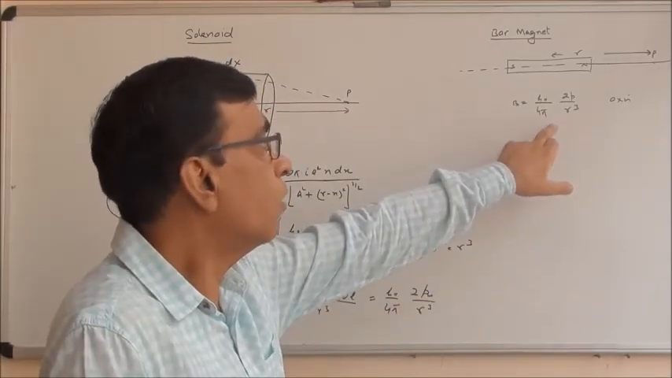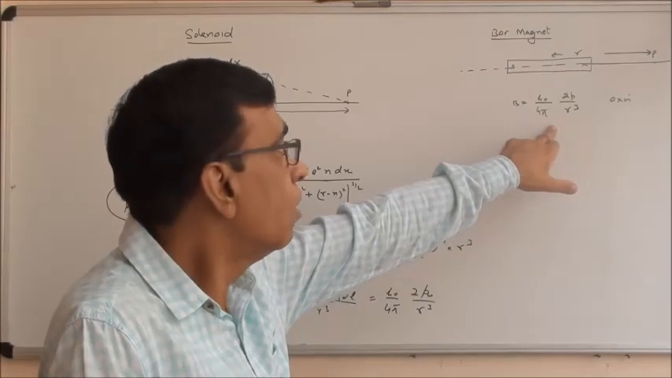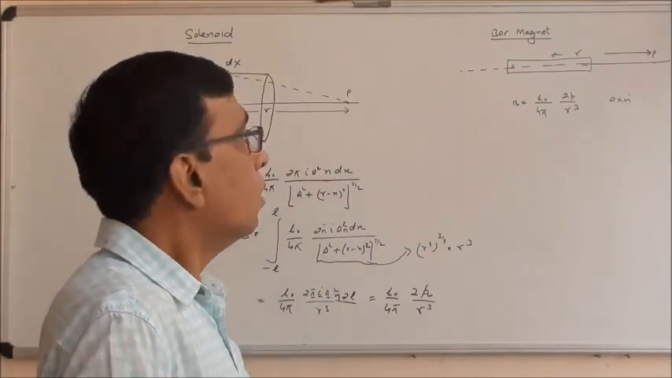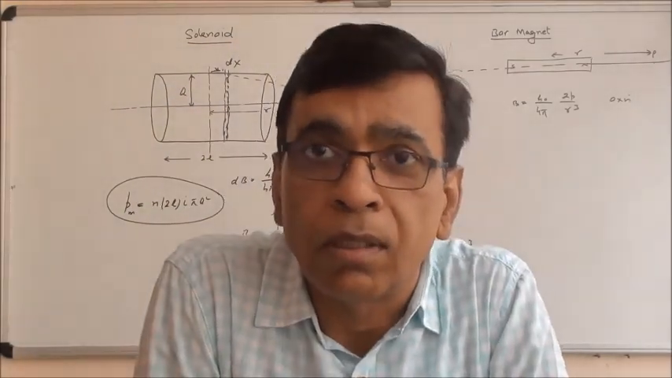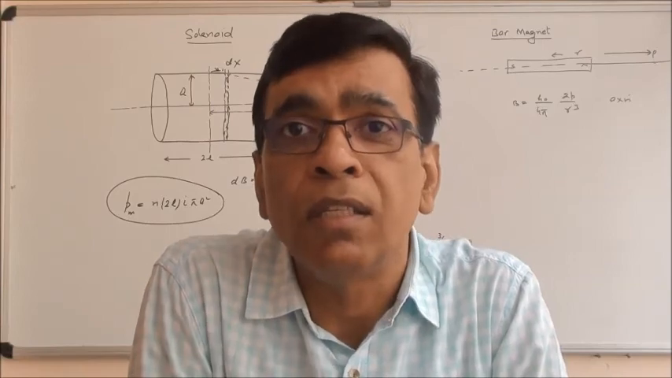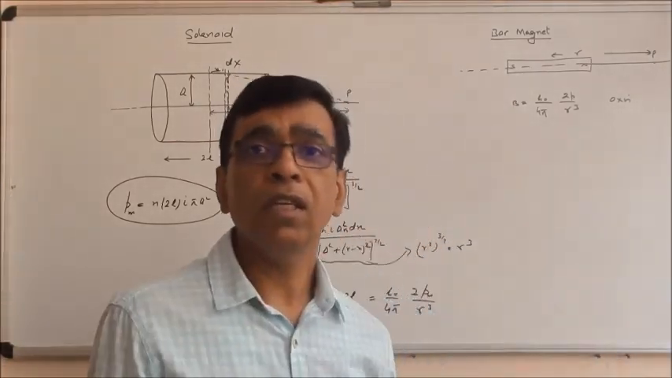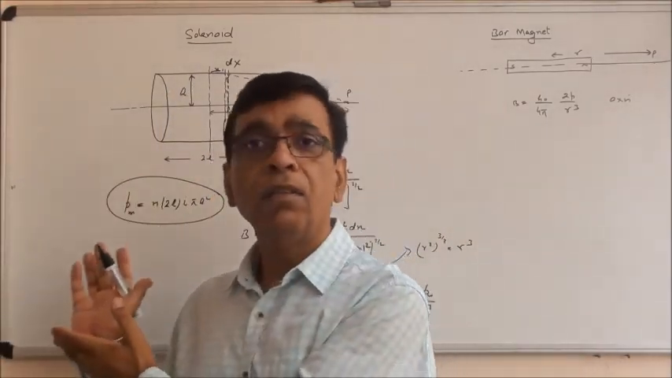And what is the magnetic field produced by a bar magnet? It is again the same. So it means a solenoid and a bar magnet's fields are comparable. A solenoid can be considered as a bar magnet, or the other way, a bar magnet can be considered just like a solenoid.